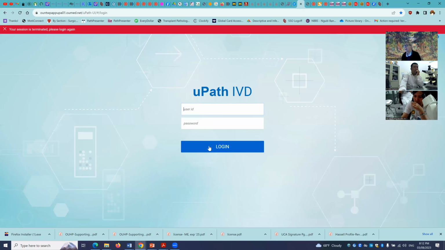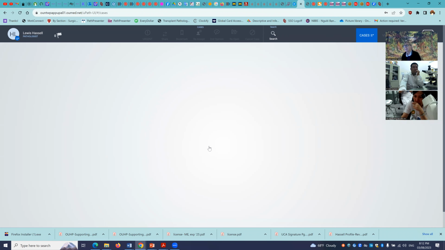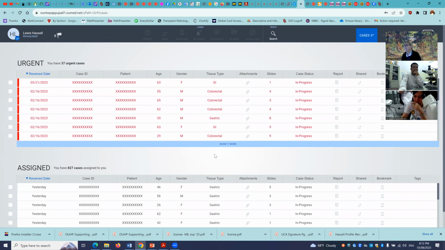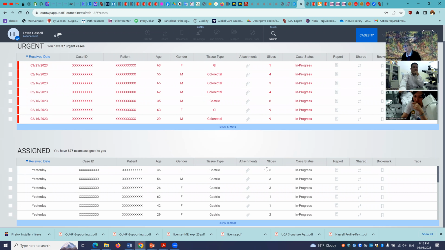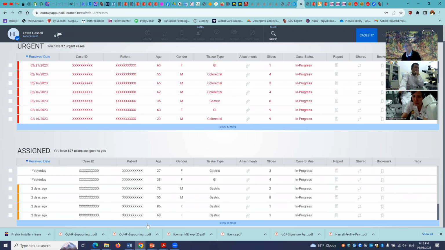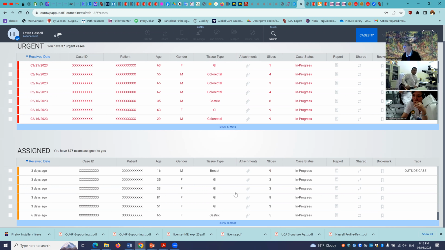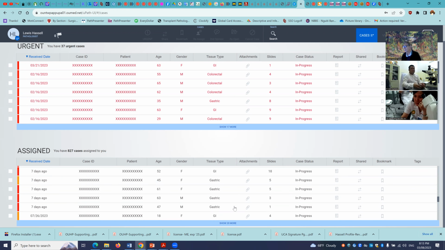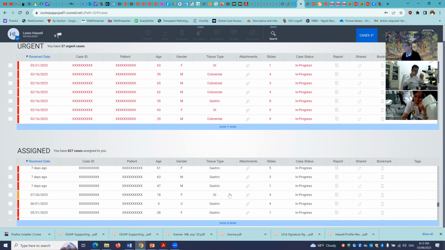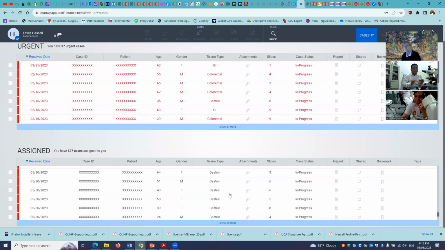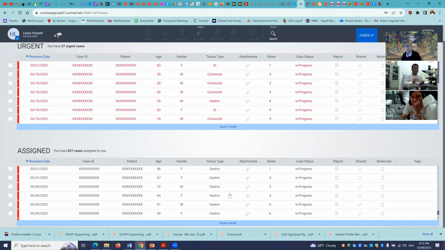Open the gateway. Let's see. So she presented with a lesion in the liver, and we'll get there. Patience. There it is.